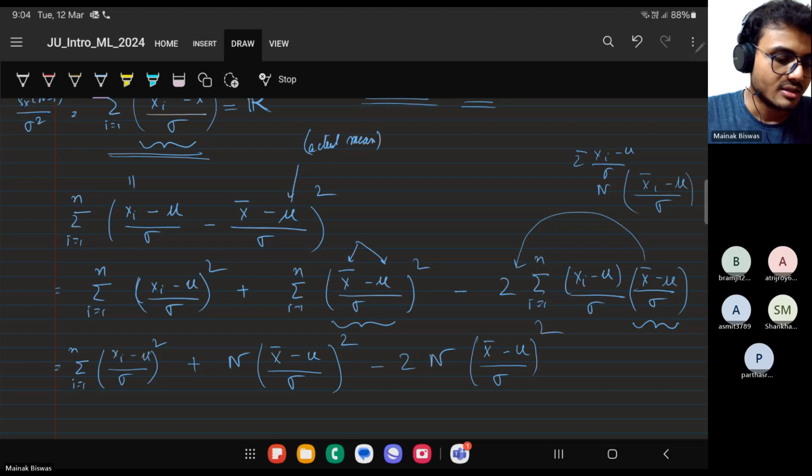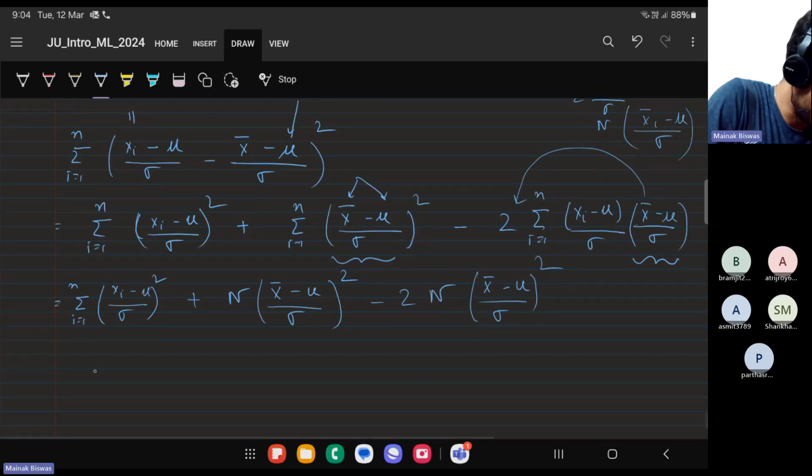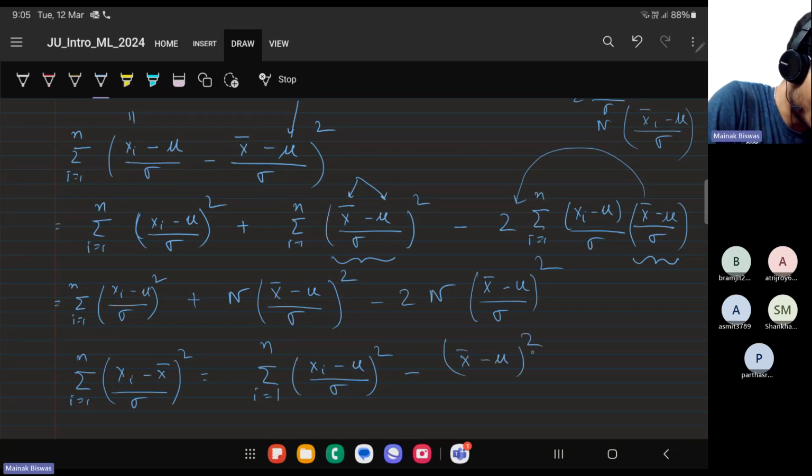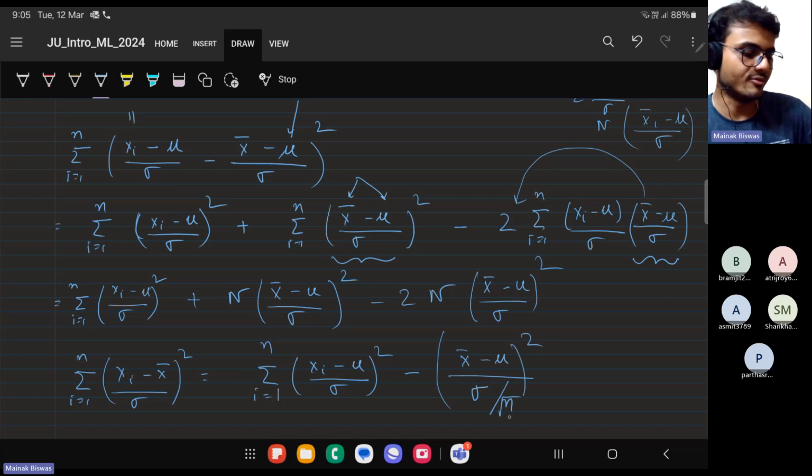So you will be left with summation of i equal to 1 to n of (xi minus x bar) by sigma whole square, minus (x bar minus mu) whole square by sigma square by n. Or let's write it as sigma root n. Let me write the entire equation, then I'll come back to you. I have a reason for writing this. Now tell me, what is the problem?